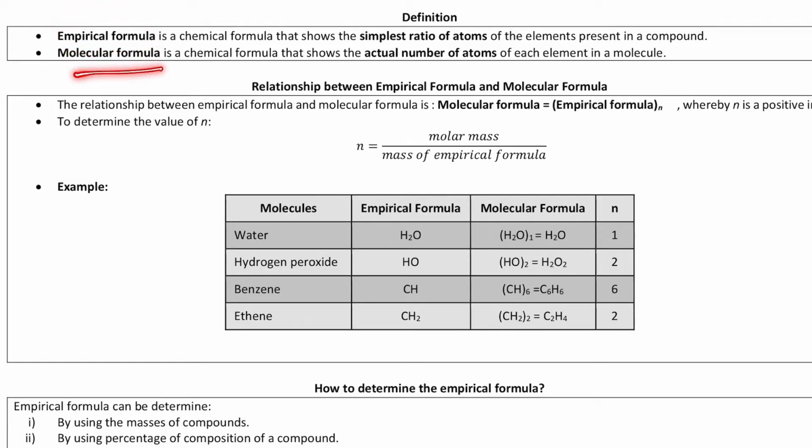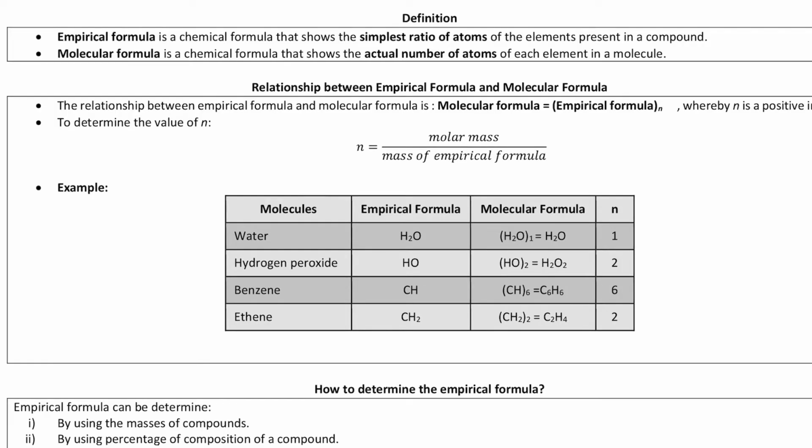But molecular formula is a chemical formula that shows the actual number of atoms of each element in a molecule. Okay, so maksudnya kalau untuk molecular formula, bilangan atom dalam tu adalah bilangan atom yang sebenar. Dia tak ringkaskan bilangan atom tu. Itu beza empirical formula and molecular formula.